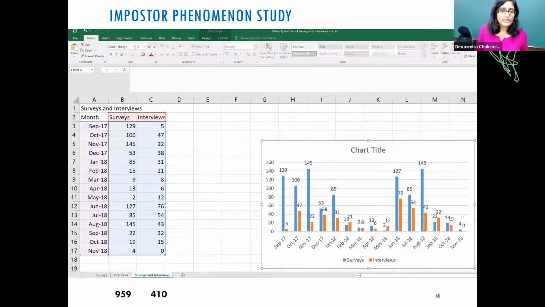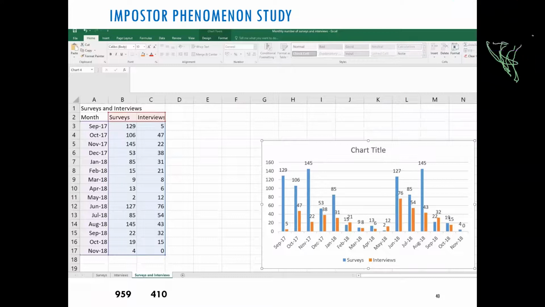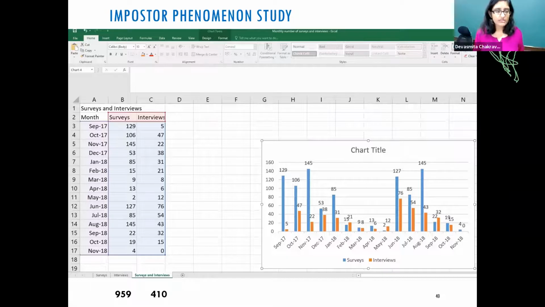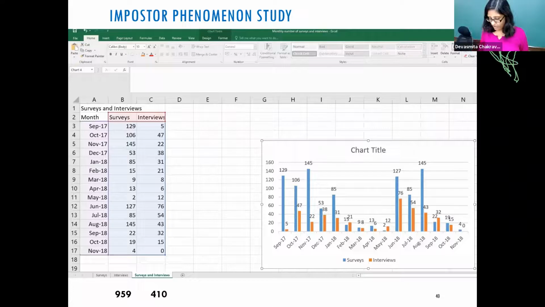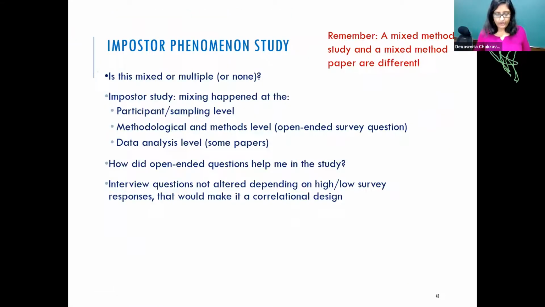Now, can you once again tell me which place did the mixing happen? And the answer is not just one place. It happened at various levels. At the data interpretation level, ma'am? Data interpretation, yeah. Data collection, data interpretation, both levels? Yeah, so it was not a simple code design. First of all, was it mixed or multiple or none? It was mixed because there was a certain level of mixing happening.